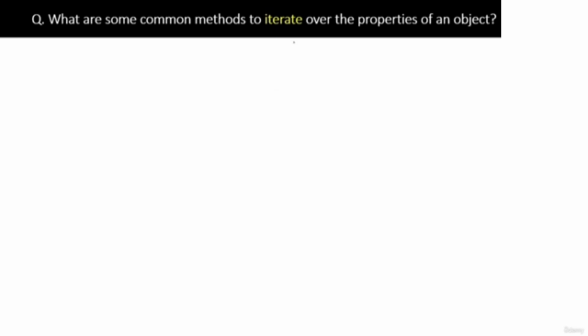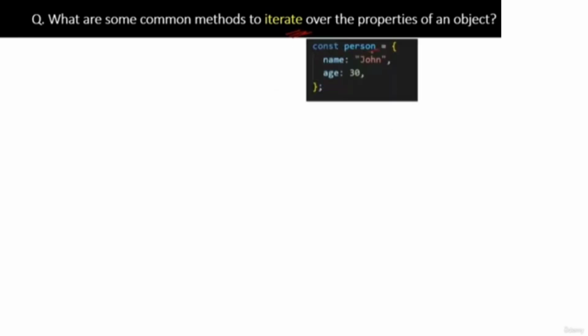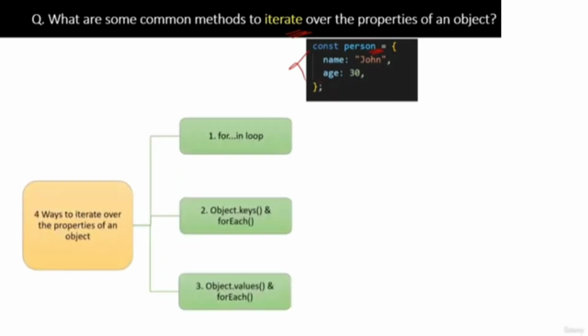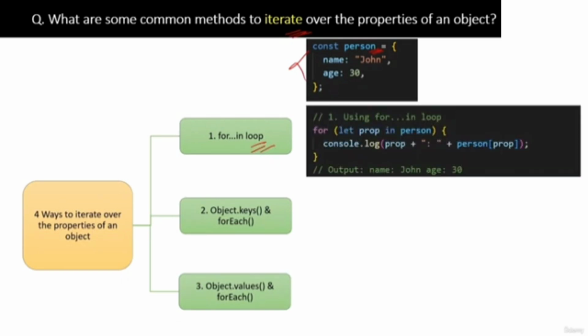What are some common methods to iterate over the properties of an object? Suppose we have a person object like this. Now, in how many ways can we iterate over all the properties of this object? We have 3 ways to iterate over the properties of this object. The first one is by using for in loop. Here, by using for in loop, we will iterate all the properties of the person. Here, prop is the property name, or you can say it's the key. And then person[prop], we will get the value of this prop key. So like we get in arrays, right? One by one, all the properties will be iterated like this in output with the key and the value.